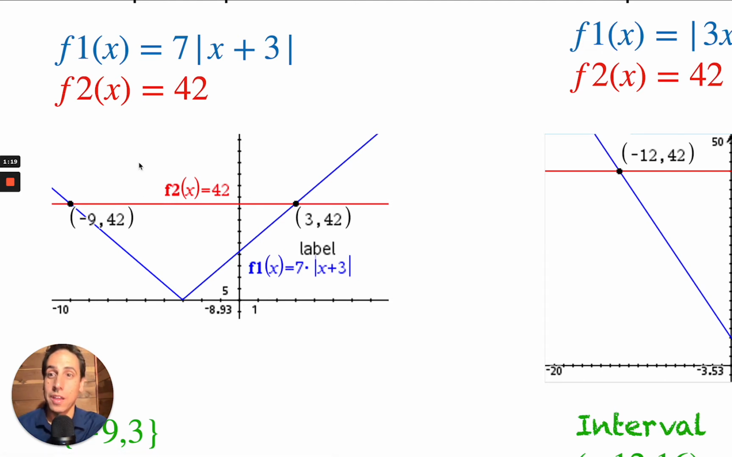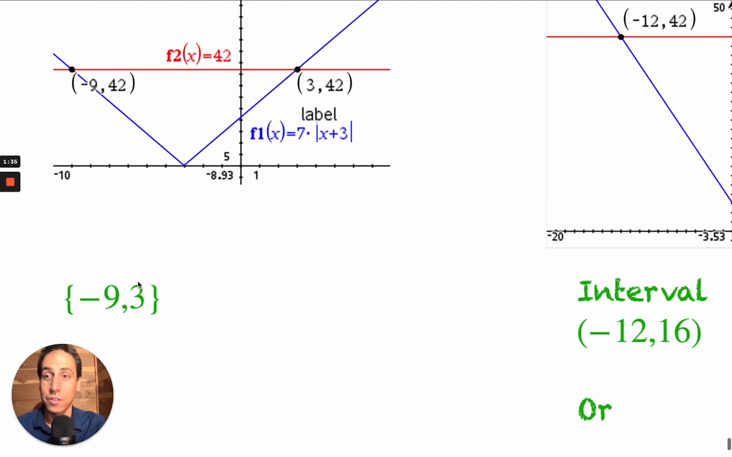You put -9 in here and you get positive 42. You put -9 into the red function, also, you still get an output of 42 because the output's always 42. Same thing here. Input 3, output 42 for the blue function and the red function at the same time. So you can express the solution set like this. There's two solutions in curly brackets, -9 and also positive 3.